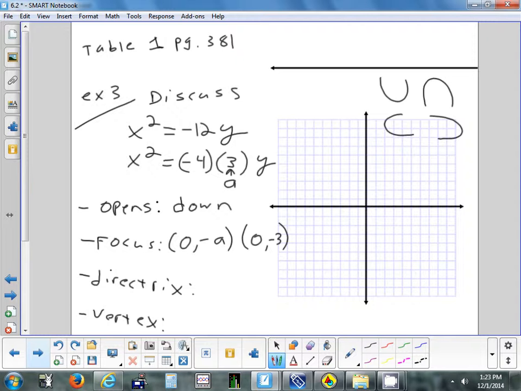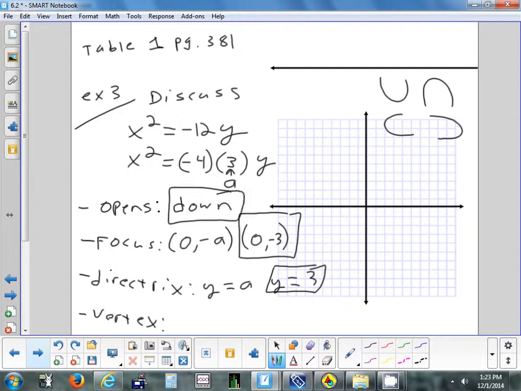Okay, what's it say to use for the directrix? What's the equation there? y equals a. So in this case, it's y equals what? 3. And the last one is the vertex. Looking at that table, what does it say to use for your vertex? 0, 0. Yep.